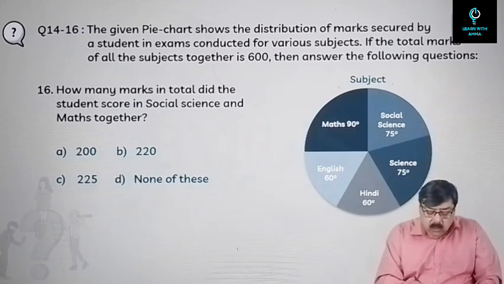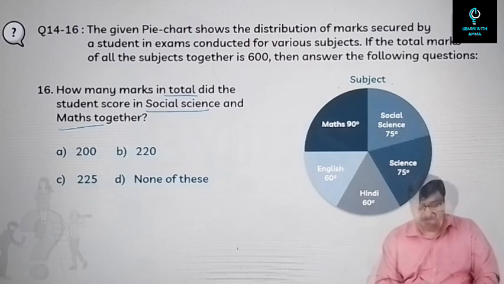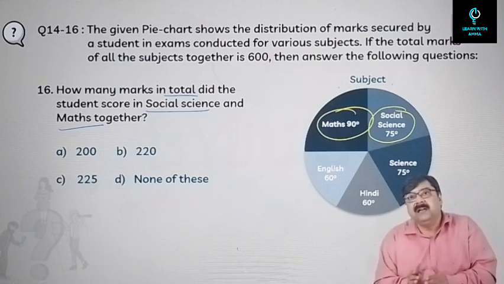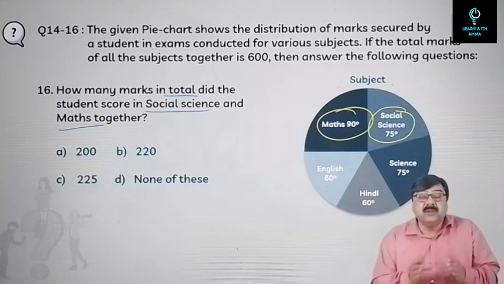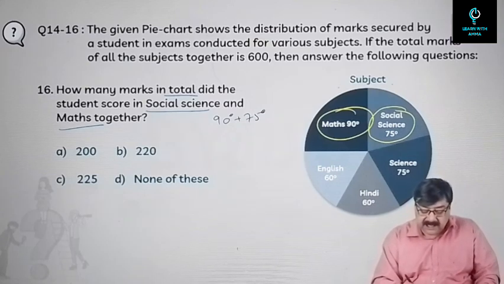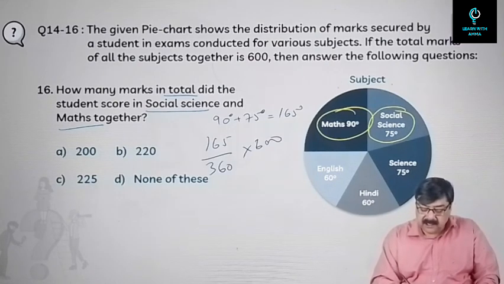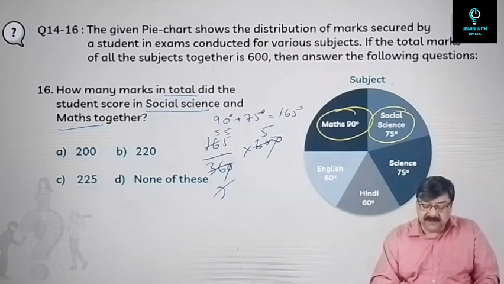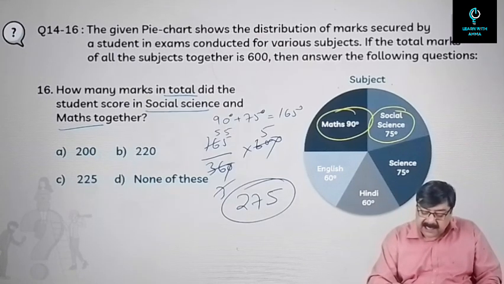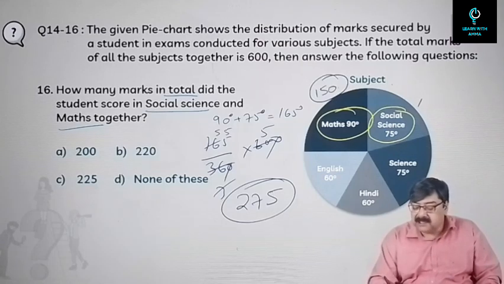Now, how many marks in total did the student score in social science and maths together? First of all, please know that you need not calculate the actual marks scored by the student in social science and the actual marks scored by the student in maths. Instead, we will add up the 2 degree components, that is 90 degrees and 75 degrees, which is 165 degrees. So 165 by 360 into 600, zeros cancel, 3s are, 5s are, and this is 3 5s are 15, 3 5s are 15, so 55 into 5, 5 5s are 25, so 275 should be the correct answer. Now, if you have seen the very first question, we found out that maths 90 degrees works out to be 150 and social science works out to be 125.